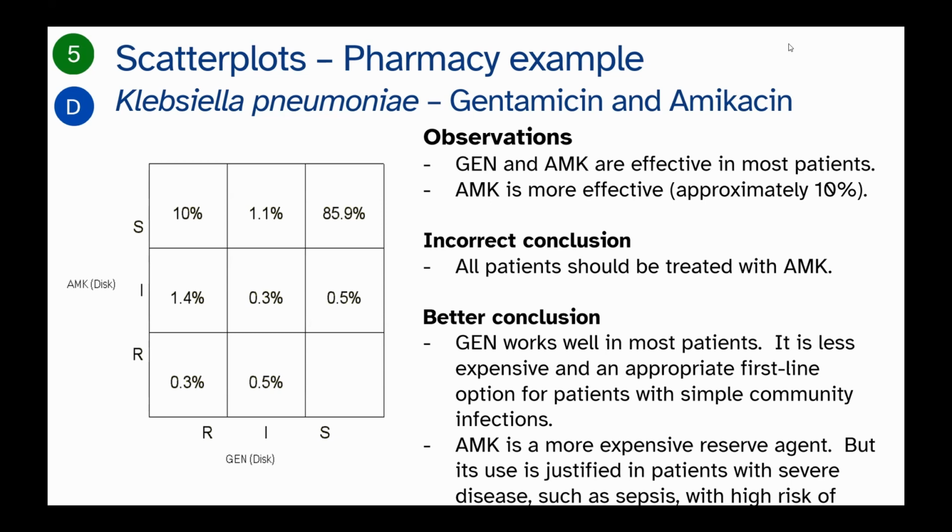So a better conclusion from this graph is that gentamicin works well in most patients. So gentamicin is less expensive, and it is an appropriate first-line agent for patients with simple community infections where there is not an immediate risk of life and death. And the patient could return, if the patient is not improving, to get a different antibiotic. On the other hand, amikacin is a more expensive reserve agent, but its use is justified in patients with severe disease, such as sepsis, where there may be a high risk of mortality.